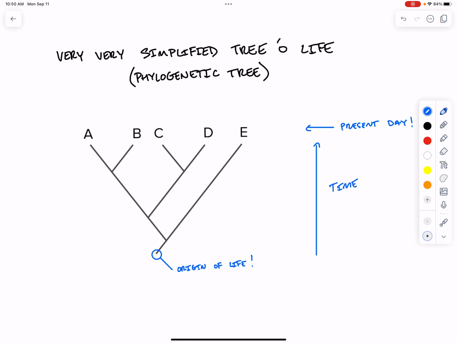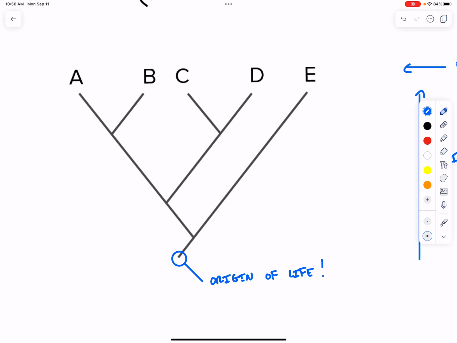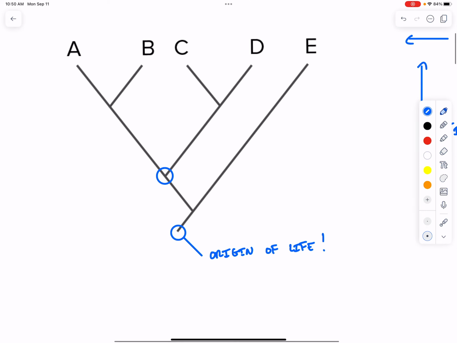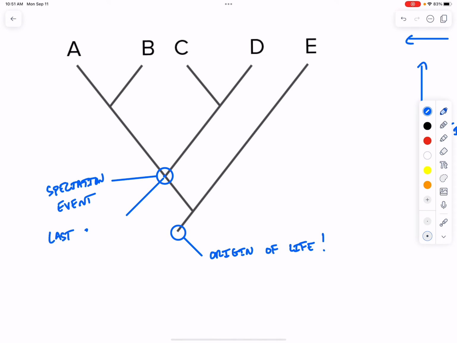Okay, any branching point that we see on the tree, so for example, here is a branching point, represents a speciation event. So this means that before this branch point, we had one species. If we look at the point right before the speciation event, right here at the crook of the point, this is the last shared common ancestor.